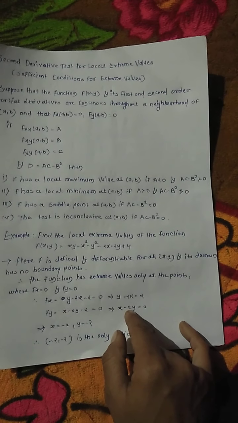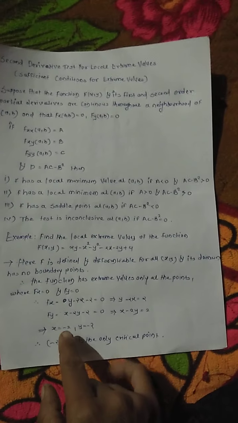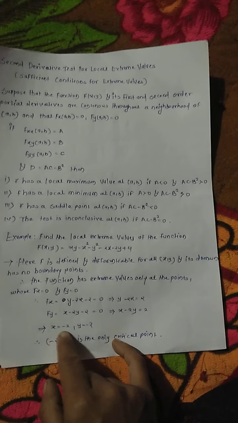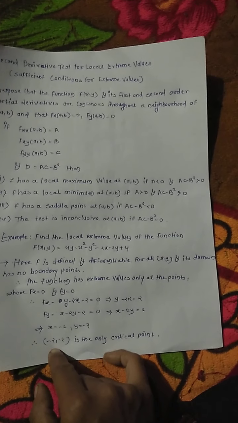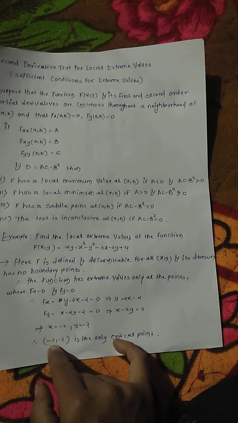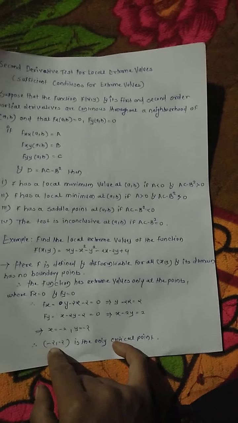Solving the first and second equations, we get the value of x is minus 2 and y is minus 2. So this is the critical point. So (minus 2, minus 2) is the only critical point.